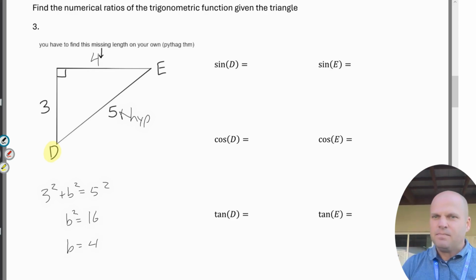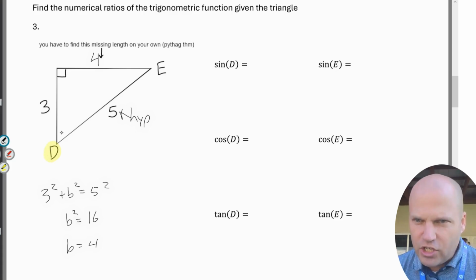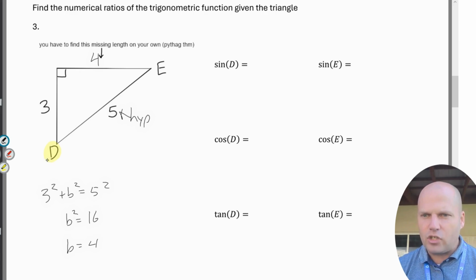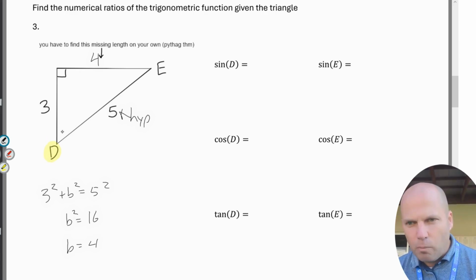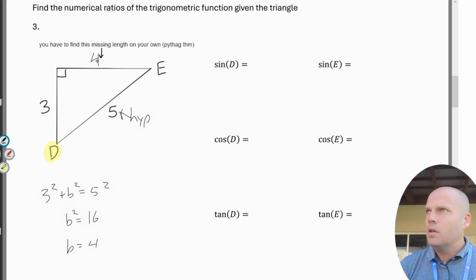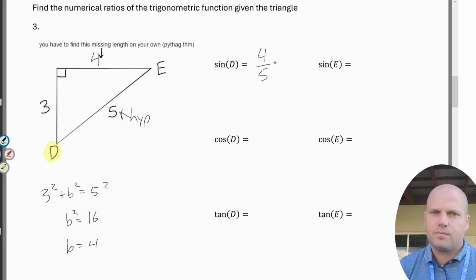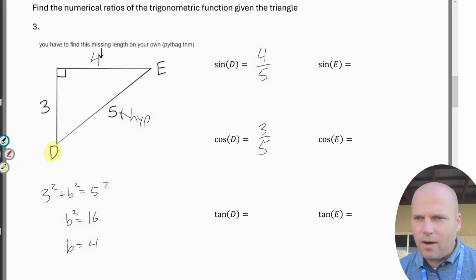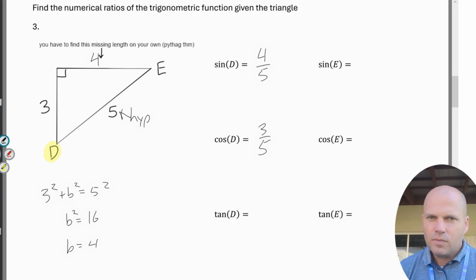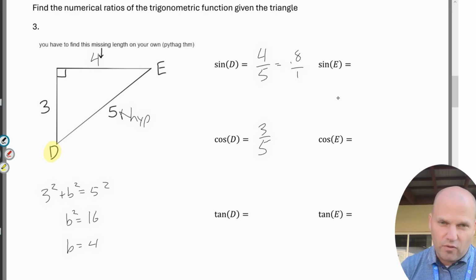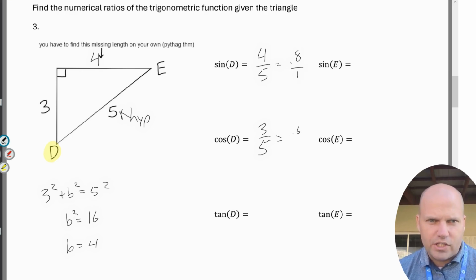Cool. Now, here's what's great. What's the sine of D? Well, the sine of D would refer to the ratio of the opposite over the hypotenuse of a triangle with this angle D. Whatever this angle measurement is, this would be the ratio of the opposite over the hypotenuse. This is 4 over 5. Cool. What's the cosine of D? 3 over 5. Now, watch this. What is 4 over 5? Well, it's 0.8. Or we could write it as 0.8 over 1. What's 3 over 5? Well, isn't that 0.6?